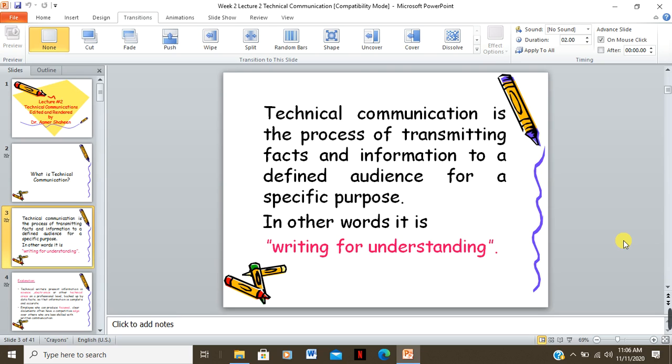So, technical communication is the process of transmitting facts and information to a defined audience for a specific purpose. In other words, it is writing for understanding.